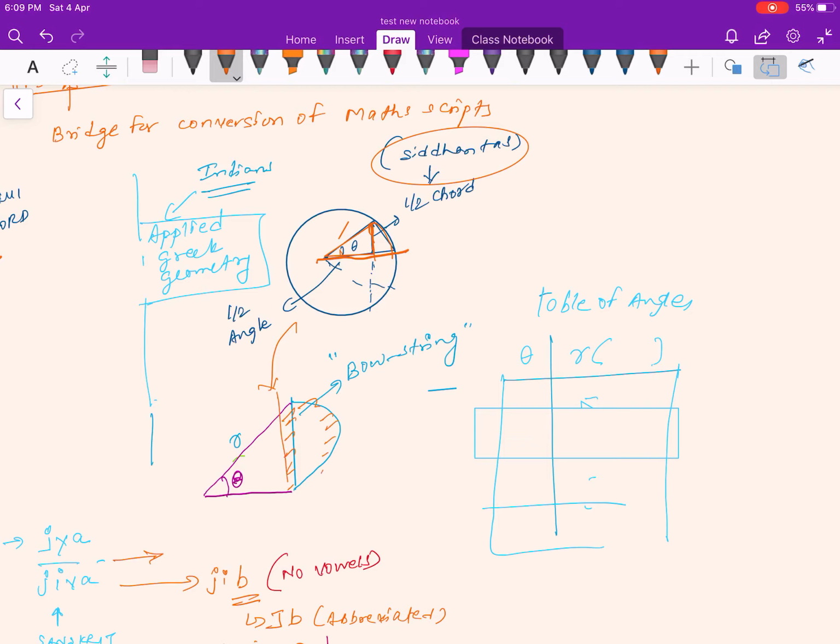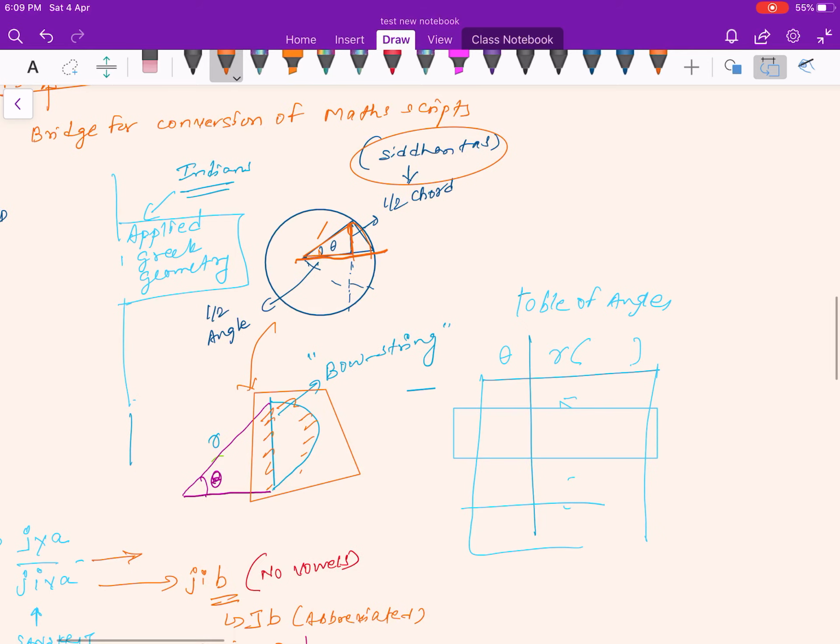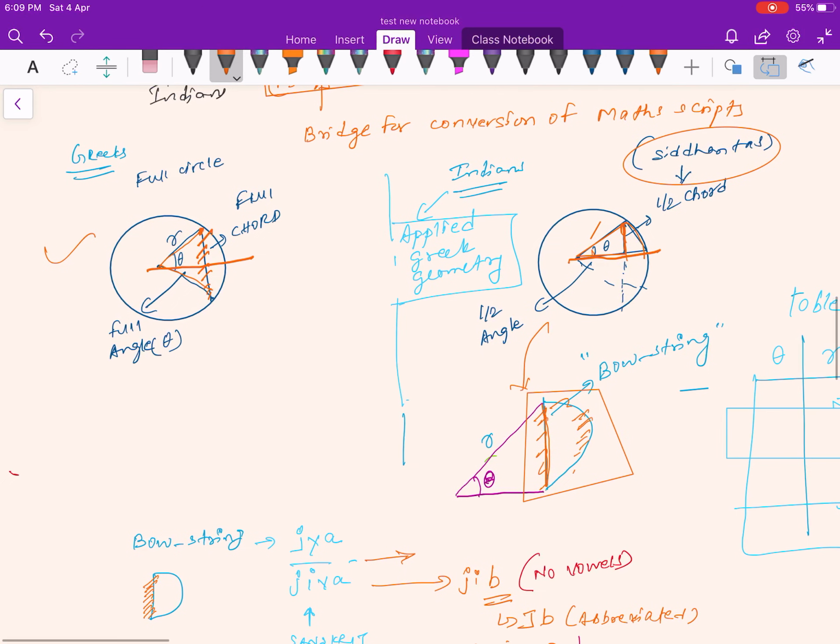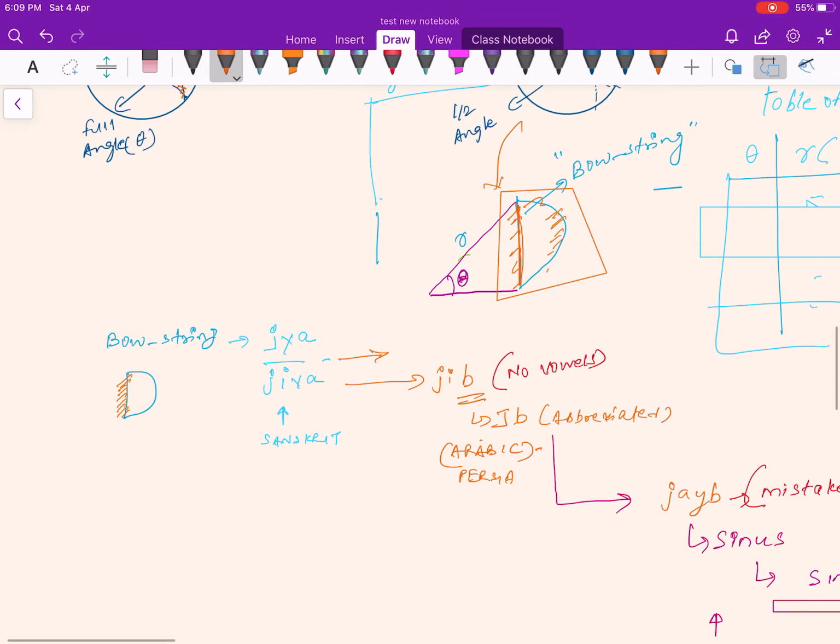So if you just take this portion, it looks like a bowstring. This is the string, and this portion is called the bowstring because that's how it looks. If you have seen the ancient Ramayana and Mahabharata, you would have known. And this is the angle theta. So when they applied this and were trying to formulate a table, something interesting happened. This is where we come to the final part.